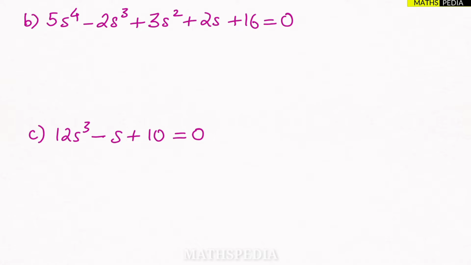The second question is here. Here you can observe a positive sign, then a negative has come, then positive, positive, positive. Now all the terms do not have the same sign. So the same sign is not there.